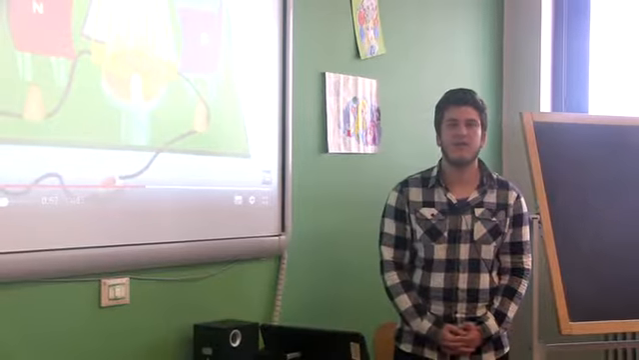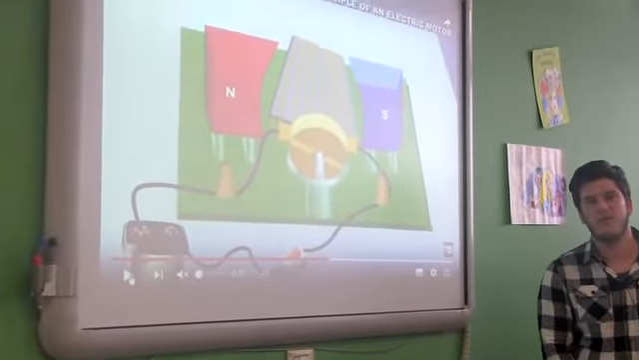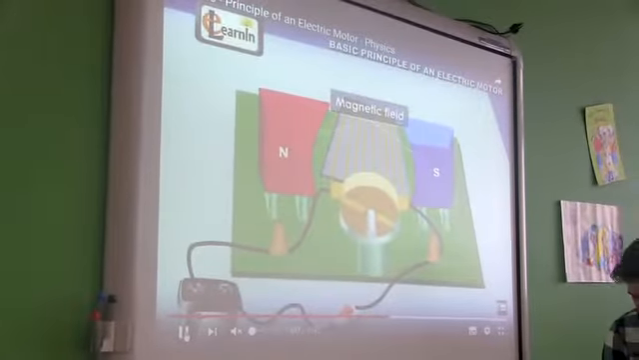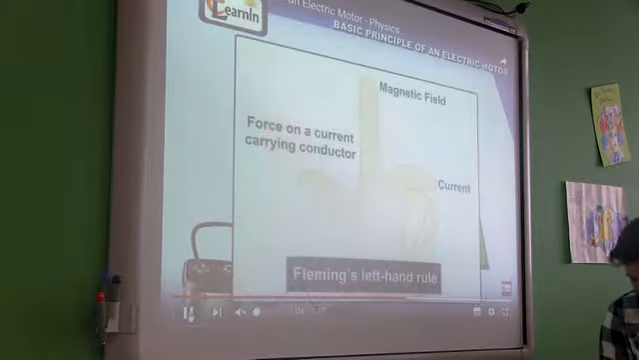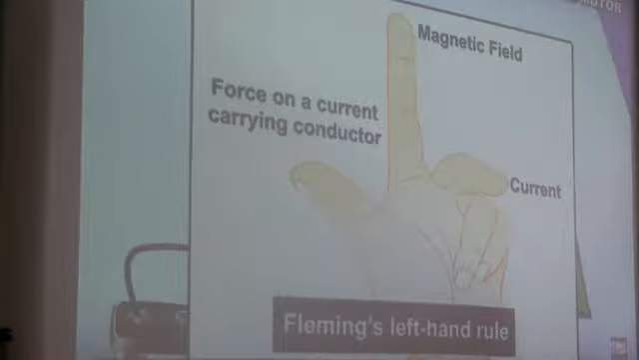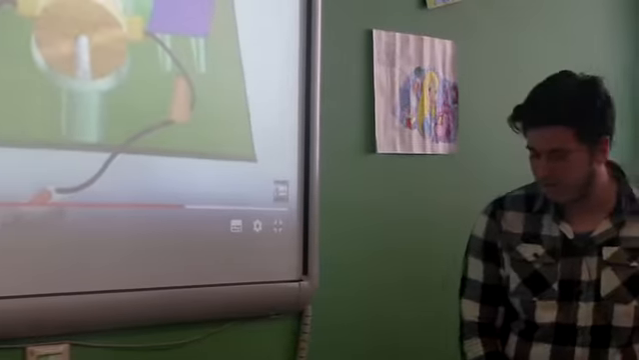A coil in a magnetic field can be forced to turn by passing a current through it. This video shows a rectangular coil between the poles of a U-shaped magnet. When a current passes around the coil, a force acts as shown on each of the two long sides of the coil. As these forces are in opposite direction, they act to make the coil turn.